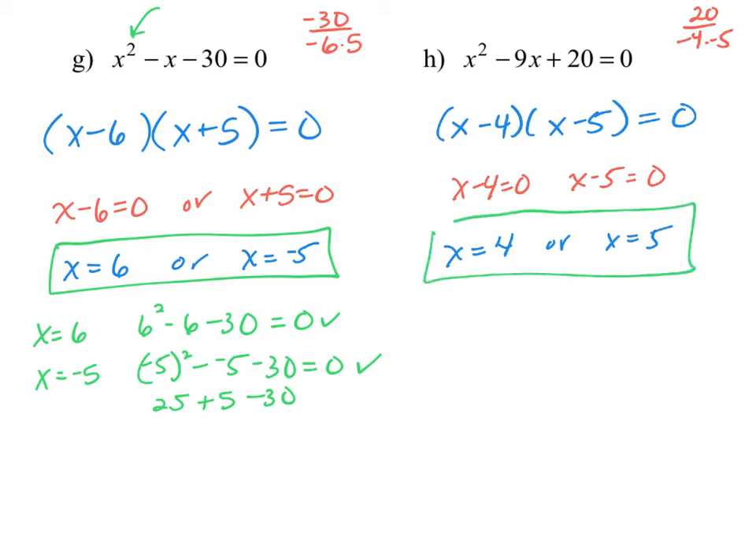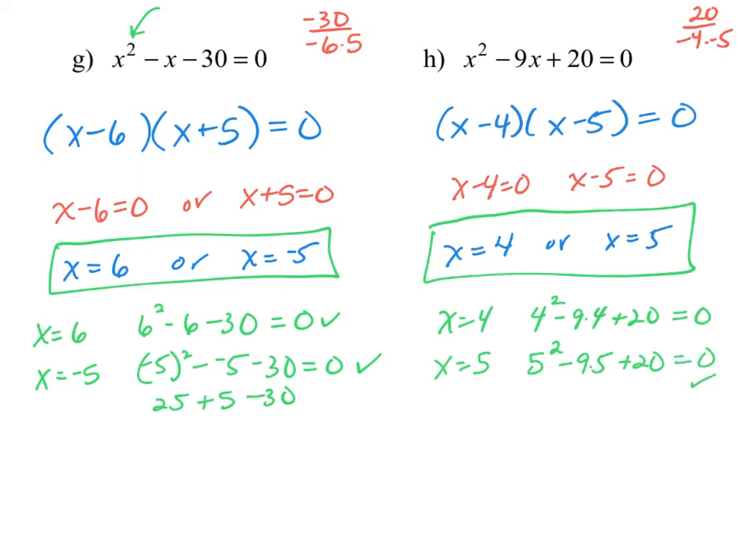As always, we want to check by plugging those values into the original equation. Let's check x is equal to 4. Into the original equation, we get 4 squared minus 9 times 4 plus 20. 4 squared is 16, minus 36 is a negative 20, plus 20 does equal 0. And then let's check x equals positive 5. Plugging back into the original equation, we get 5 squared minus 9 times 5 plus 20. And 5 squared is 25, minus 45 is negative 20. Negative 20 plus 20 is equal to 0.